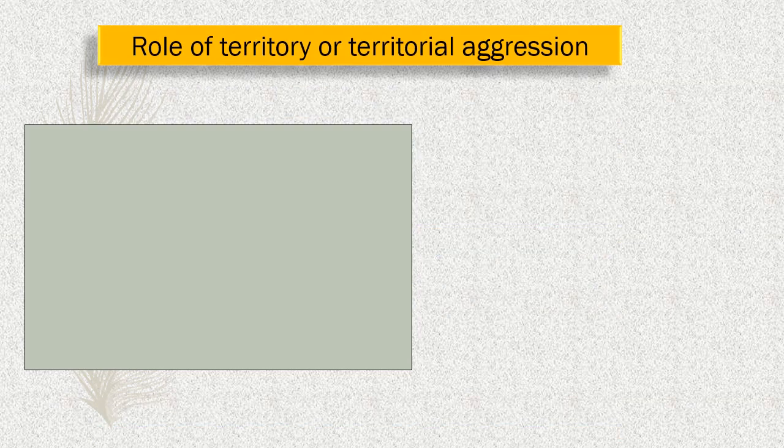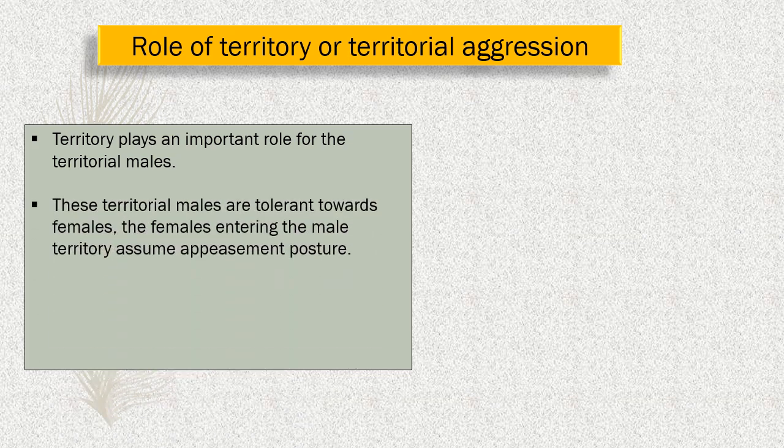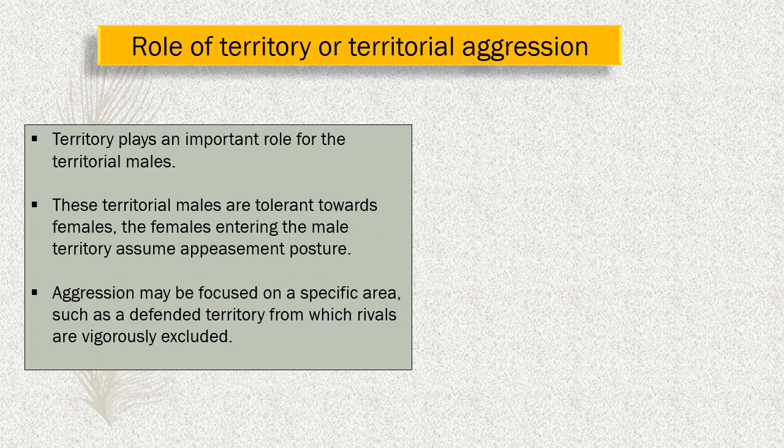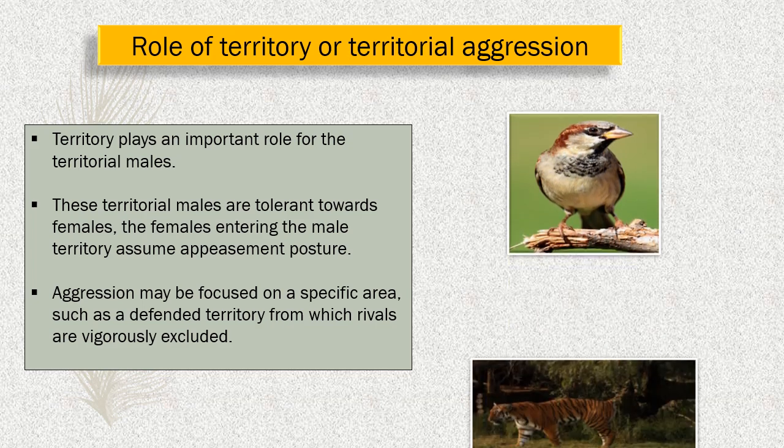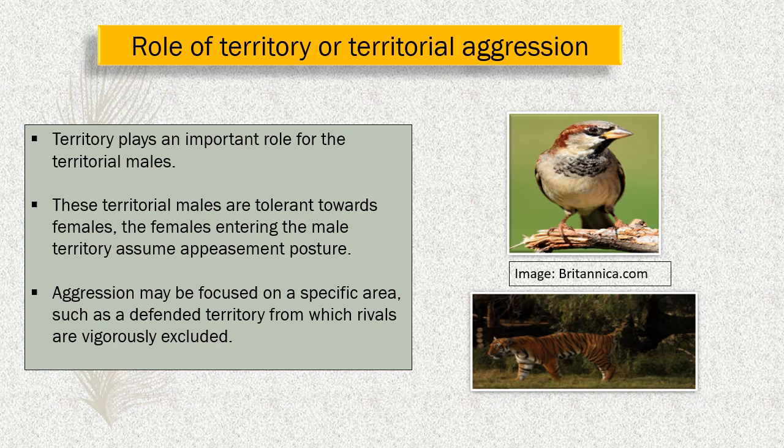Territorial aggression. Territory plays an important role for the territorial males. These territorial males are tolerant towards females. The females entering the male territory assume appeasement posture. Aggression may be focused on a specific area, such as a defended territory from which rivals are vigorously excluded.